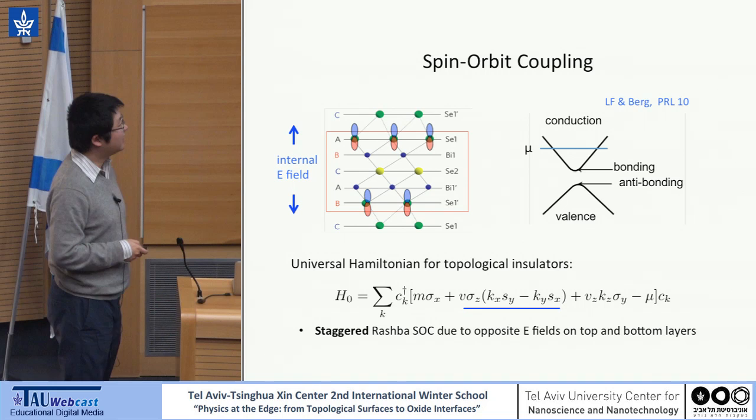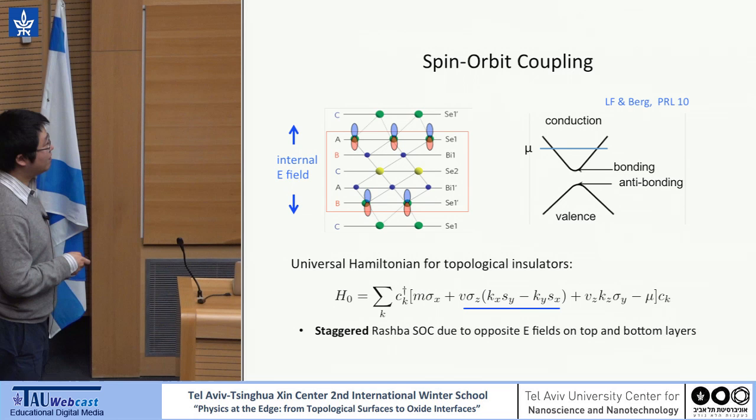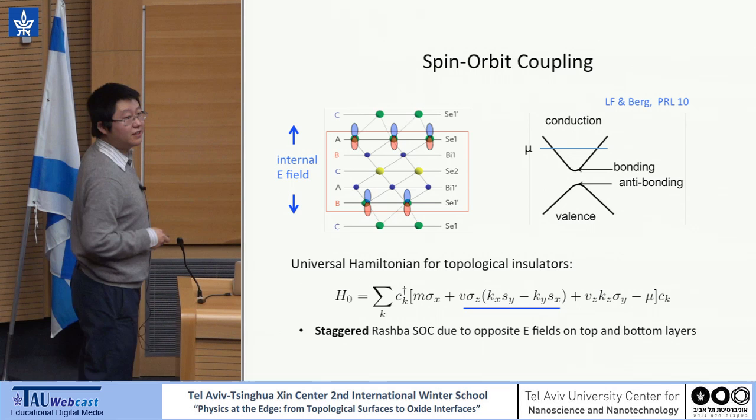So this local inversion asymmetry leads to a local Rashba spin-orbit interaction, k_x s_y minus k_y s_x. And this Rashba spin-orbit strength takes opposite sign for the top and bottom layers. So that's where the sigma z enters. And so this is the form of the spin-orbit interaction. It's a staggered Rashba spin-orbit coupling.